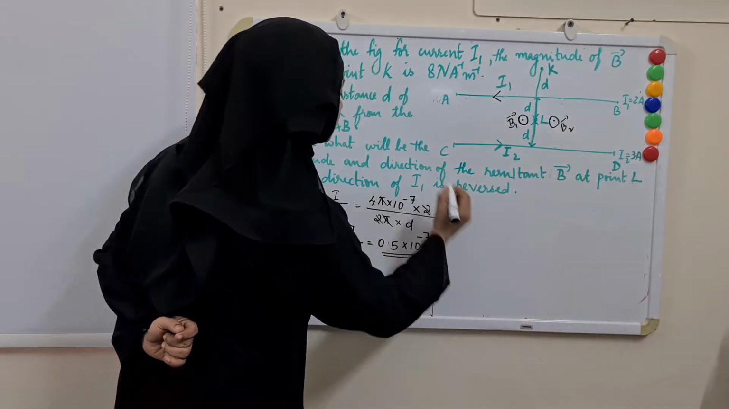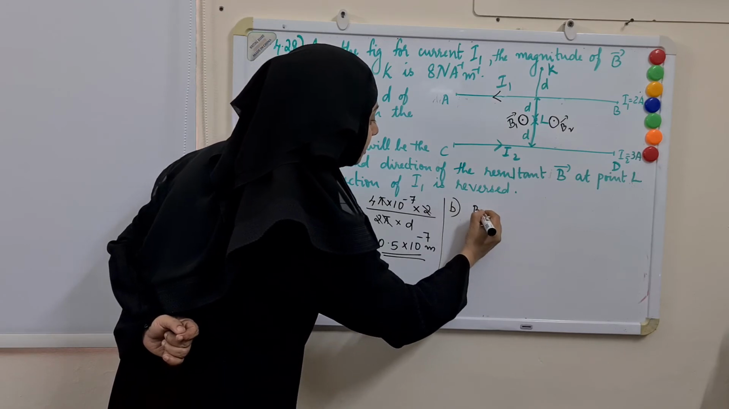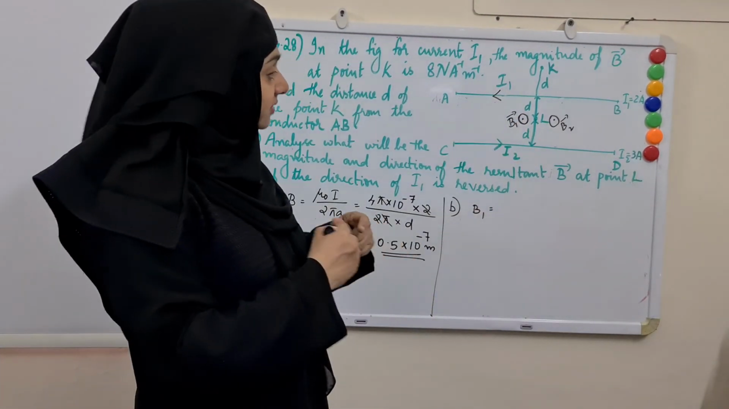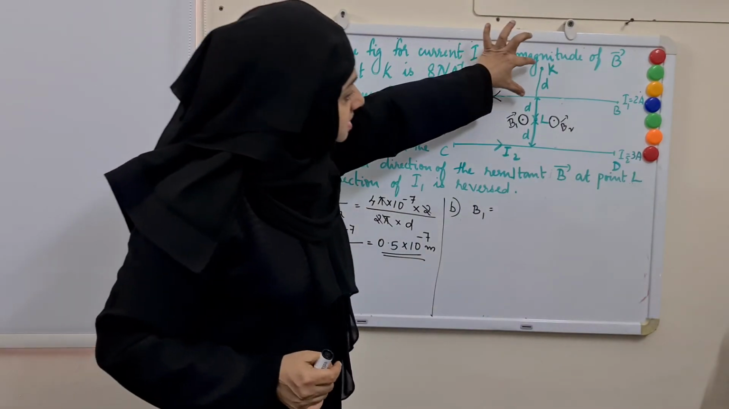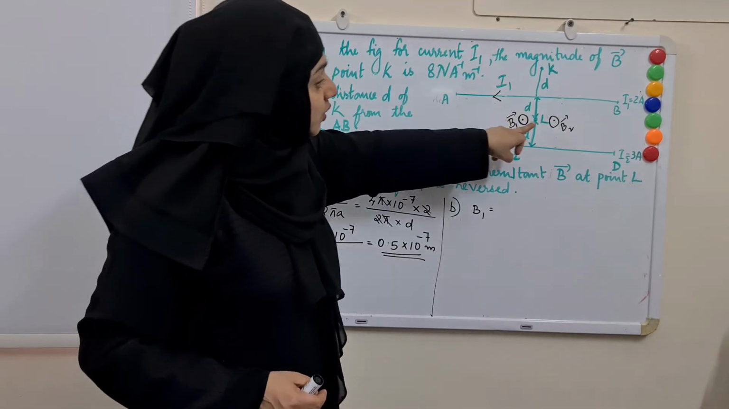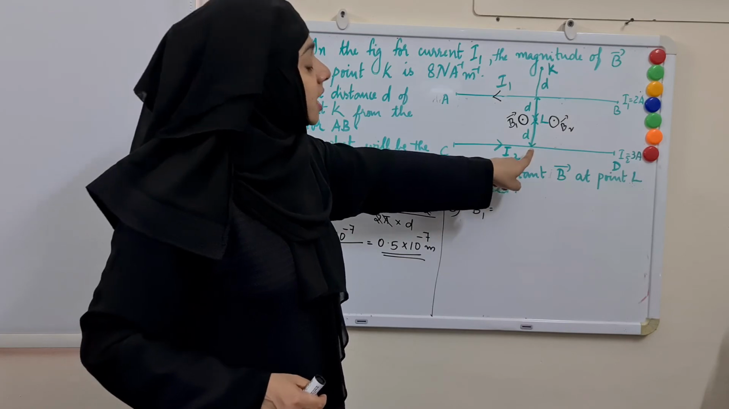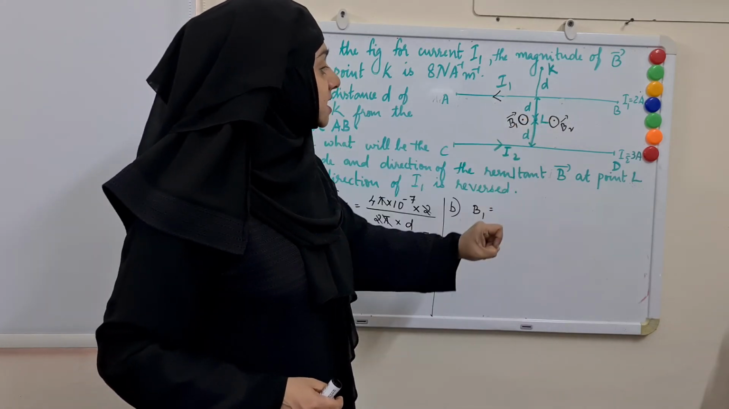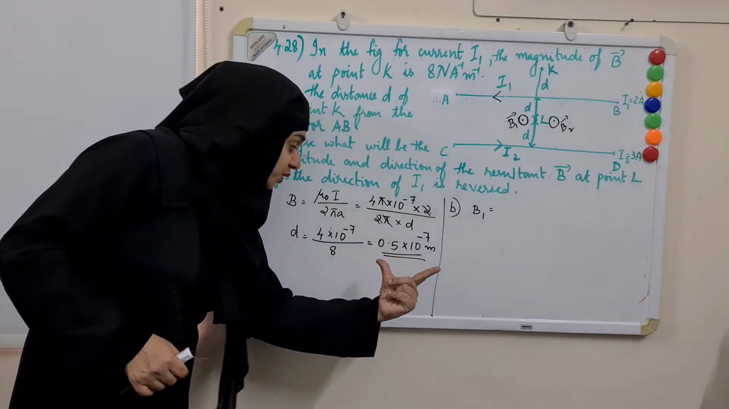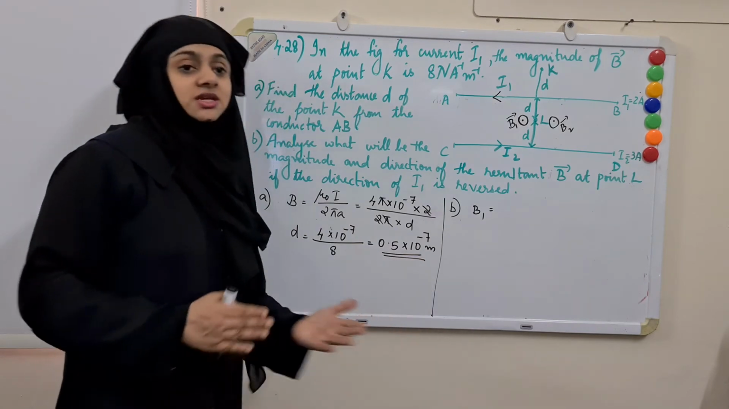So let us find here the magnetic field B1, the magnetic field at L. See, in the figure they have given this as D. This is also D. This is also D. So L is at a distance D from wire AB and also from wire CD, and we have found D in this question. So we can substitute for D 0.5 into 10 raised to minus 7 meters.